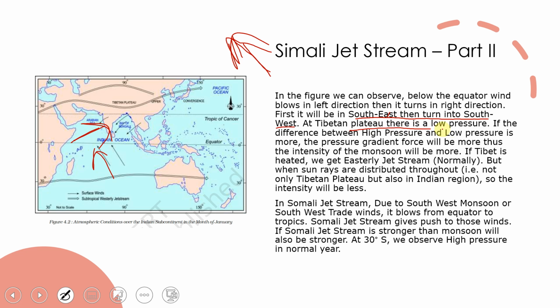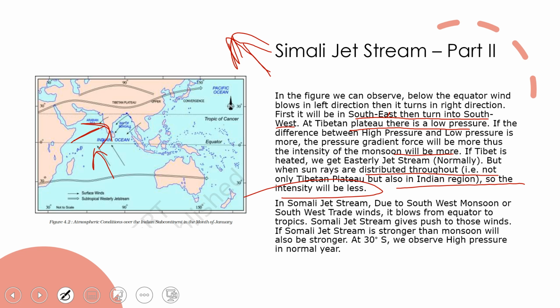At the Tibetan Plateau there is low pressure, and if the difference between high pressure and low pressure is more, the pressure gradient force will be more, thus the intensity of the monsoon will be more. Here it is again colliding with the Tibetan Plateau. Okay, and if the sun rays are distributed throughout, not only Tibetan but all of India, the intensity will be less.